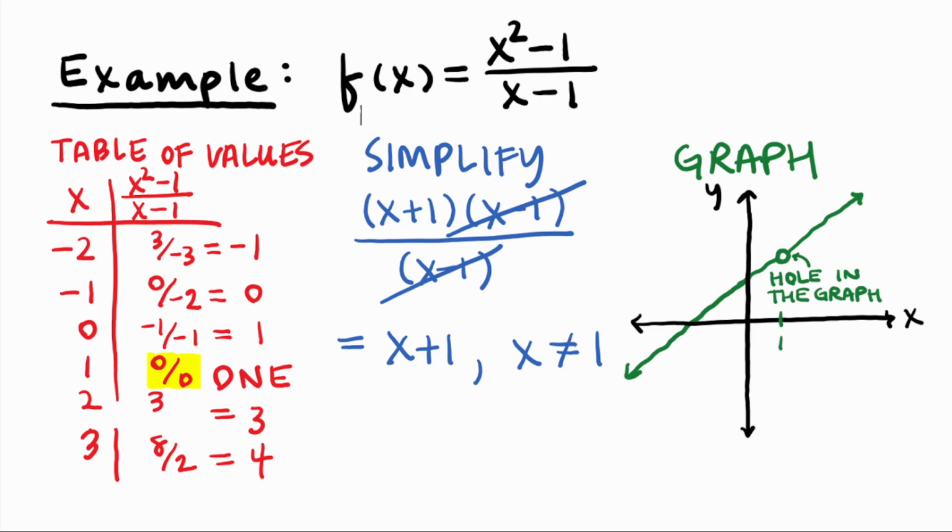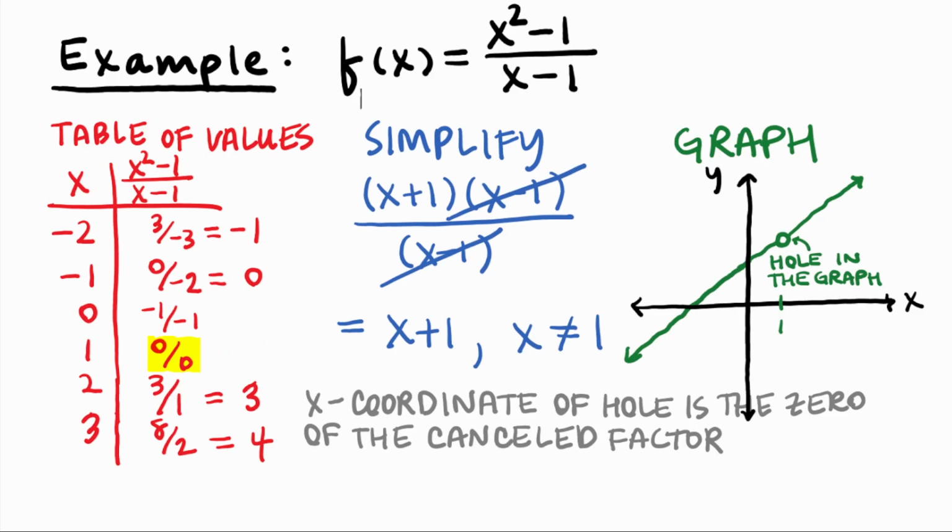So the rule in general is going to be: the x-coordinate of a hole in the graph is the zero of the canceled factor. So it's whatever caused us to get 0 over 0. That's the other thing. It causes 0 over 0, and we see that because of the canceled factor. That's going to be the x-coordinate.